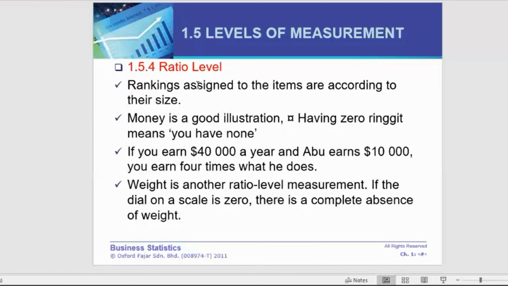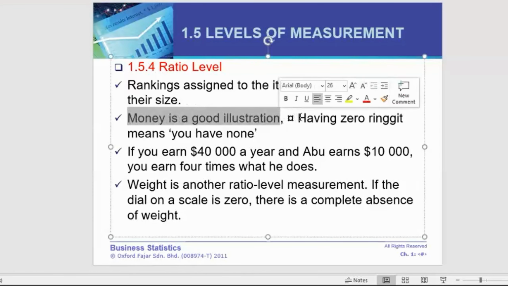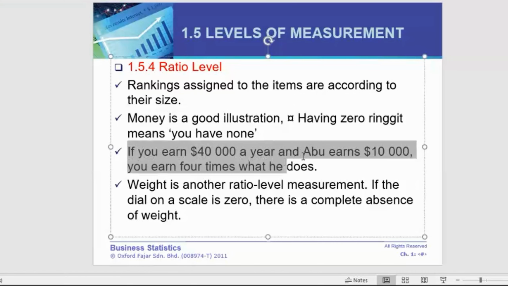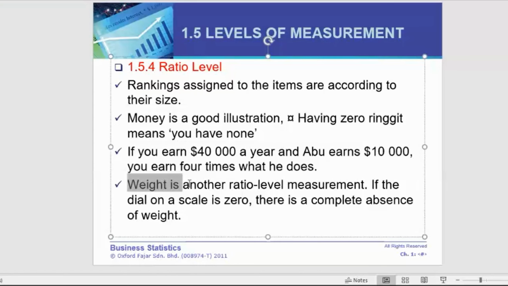Also, the rankings assigned to the items are according to their size. As an example, money is a good illustration. Having 0 ringgit means you have none, you have no money. If you earn $40,000 a year and Apple is earning $10,000 a year, you earn 4 times what he does. So we call this the ratio level of data. Weight is also another ratio level measurement. If the dial on a scale is 0, there is a complete absence of weight.